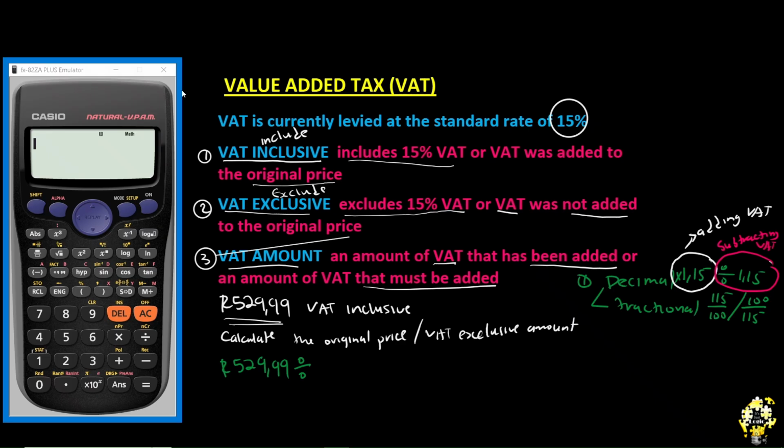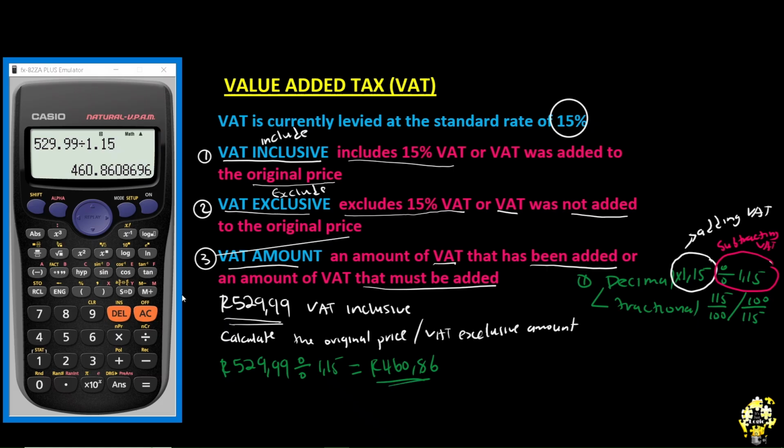So because now what we are doing, we are subtracting, hence we are dividing by 1.15. Let's see what we get. So we had 529.99 and we are dividing it by 1.15. What do we get? It says that we get 460.86, rounded off to two decimal places.